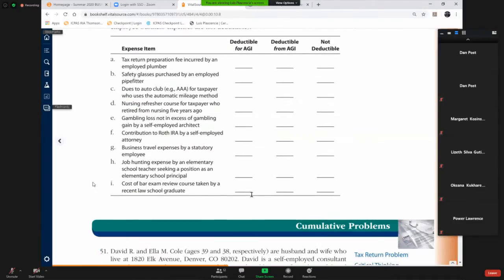Job hunting expense by an elementary school teacher seeking a position as an elementary school principal. Not deductible because it's a new profession. But what if it was job hunting expense in general? Still not deductible because that whole line item got removed. Cost of the bar exam review course taken by a recent law school graduate. No deduction. What about a CPA review course? Not deductible as well. It all depends, but generally speaking, no, because that's not necessarily required. That's not part of your degree. It's not any education at all.